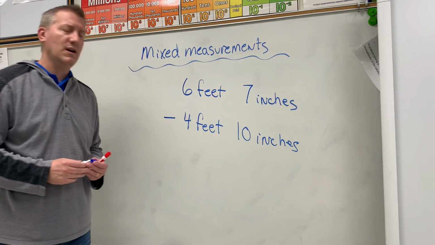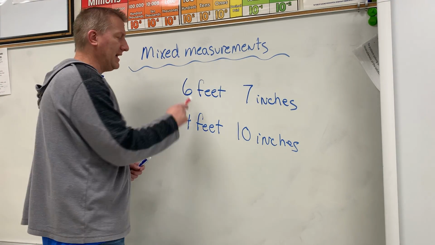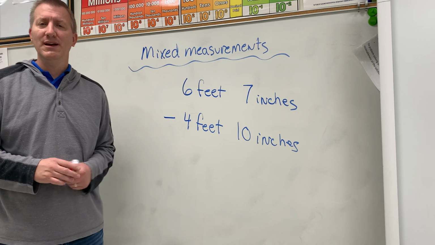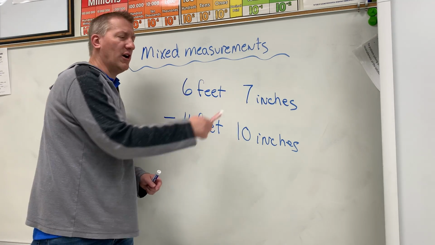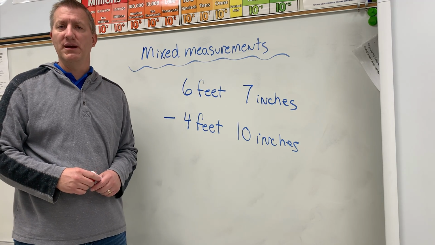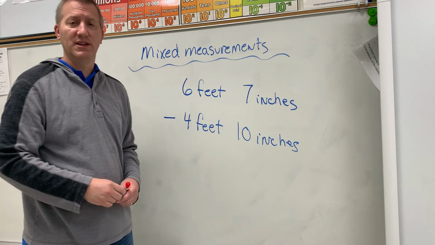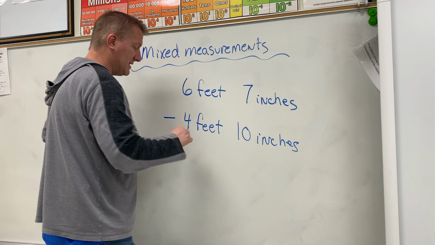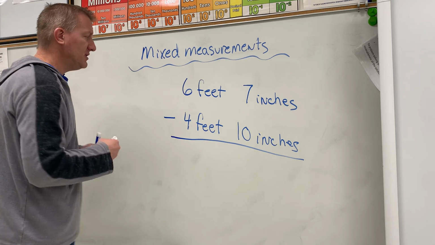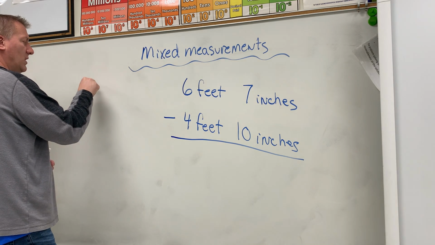Okay, so it's a little difficult to do because you would think, oh, well, that's pretty easy. I can just do this and I can just borrow. But it's a little more difficult than that, because when you borrow, you don't send 10 over like we do in normal borrowing. With normal numbers, you borrow 10 to the other side. Okay, this is a little more difficult. So I'm going to show you what to do. First of all, you have to know your measurements. So feet and inches.